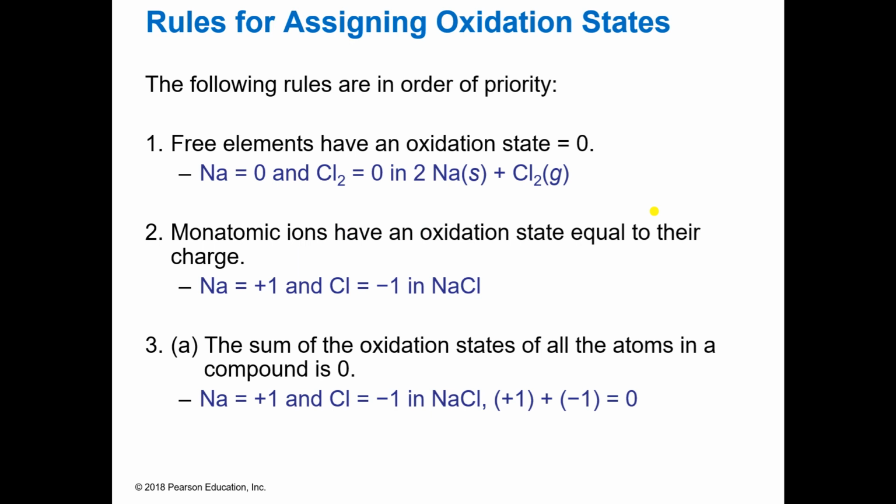So here are the rules again. Free elements in their standard state have an oxidation number equal to 0. The monoatomic ions will have an oxidation state, generally speaking, equal to their charge. Very few exceptions. So for a sodium ion, +1, its oxidation number will be +1. Magnesium has a charge of +2, so it will have an oxidation number equal to +2. Chloride ions, it's a halogen. Halogens, when they become an ion, their charge is -1. Therefore, its oxidation number will be equal to its charge.